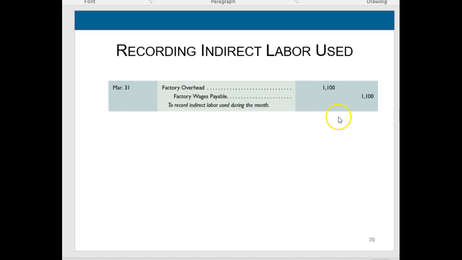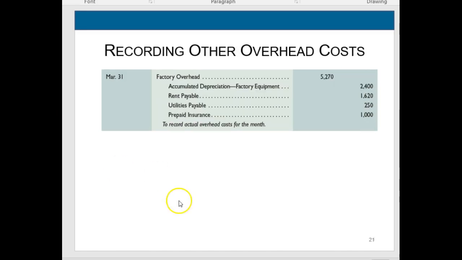Here's indirect labor. You can see how we've paid the labor out and put that right into factory overhead. See how it's accumulating? These are all debits now. And then you'll see these are our supporting expenses that aren't indirect labor or indirect materials, but are things like depreciation, rent, utilities, and prepaid insurance that are all factory related. So now I have a factory overhead of $57.70 as a debit.